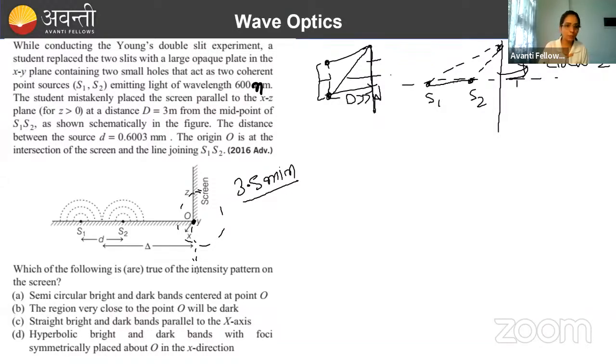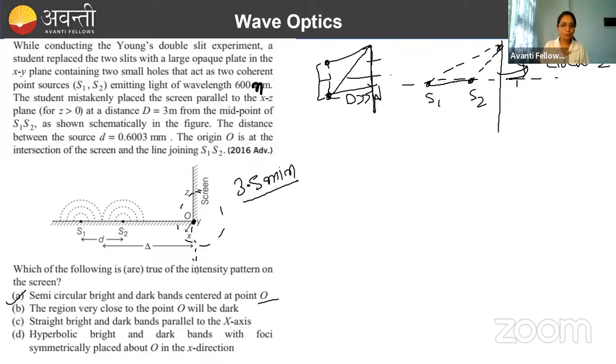So what are the options? Semicircular, bright and dark bands centered at point O. Rest, just read through it. The reason very close to point O will be dark, that we will see later. Straight, bright and dark bands parallel to the x-axis: straight bands we can't obtain here. Hyperbolic bands: hyperbolic also we can't obtain here. So A seems correct: semicircular, bright and dark bands centered at point O. It's not circular because half the portion of the screen is missing.